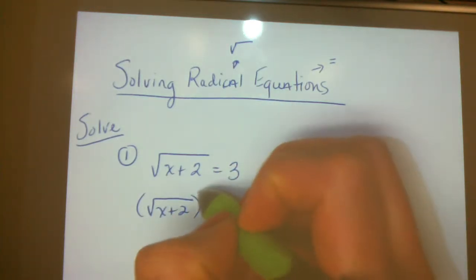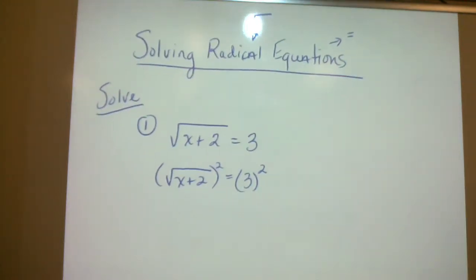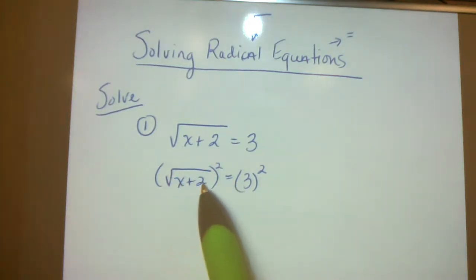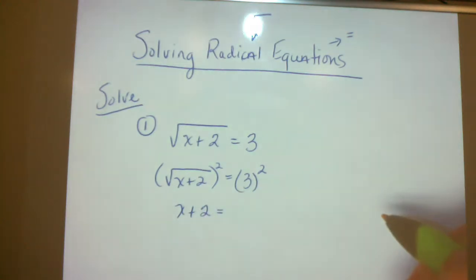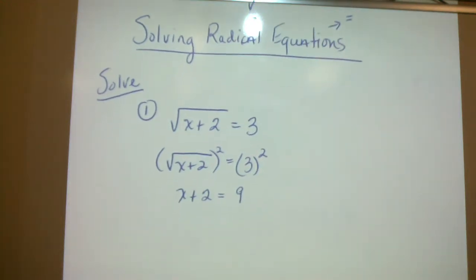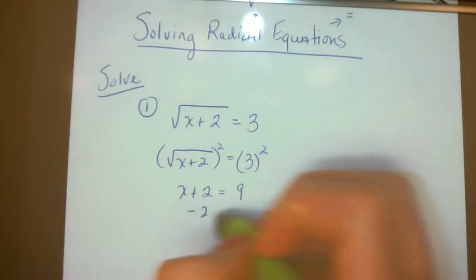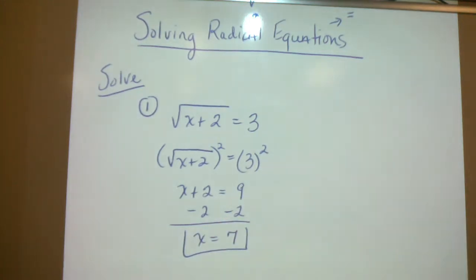Remember, in algebra, whatever we do to one side, we have to do to the other. So this power cancels out with this root, and you're left with the radicand, whatever's underneath that radical sign. So I've got x plus 2 is equal to 9. 3 squared is 9. It's not 6. You're doing 3 times 3, not 3 times 2. Then I'm going to subtract 2. 9 minus 2, that's giving us 7. So I've got x is equal to 7.